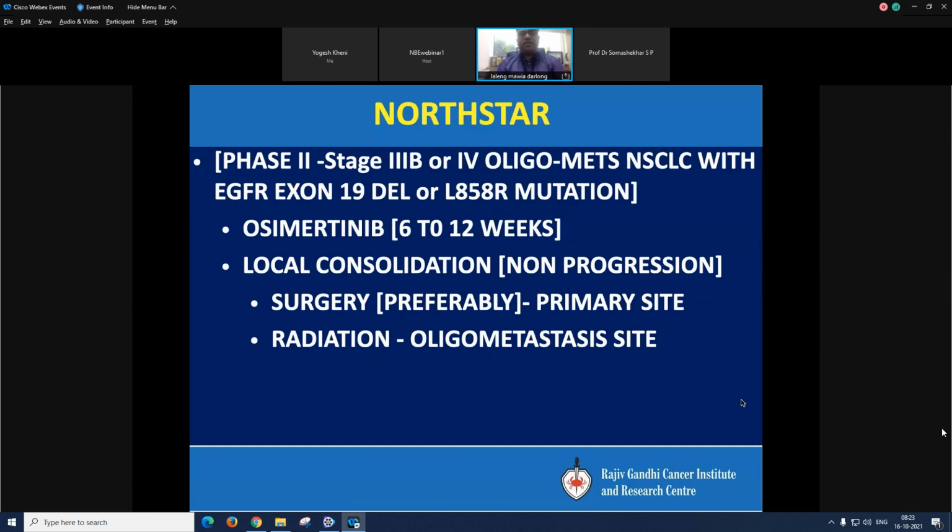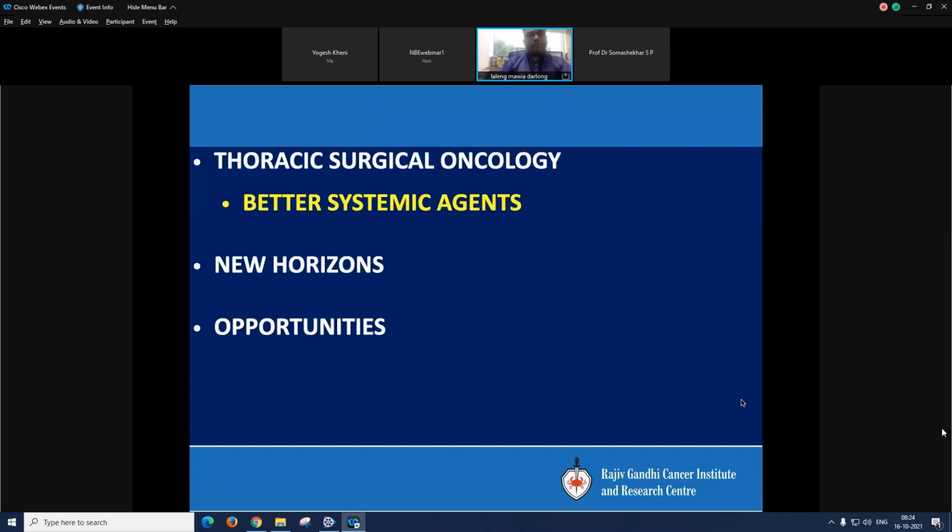And this is the North Star study. It's a phase 2 for stage 3D or 4 oligometastatic NSCLC with EGFR exon 19 deletion or L858R mutation, where osimertinib was given for 6 to 12 weeks. Again, in this case, local consolidation was considered for non-progression of the disease, surgery preferably for the primary site, and radiation for the oligometastatic site.